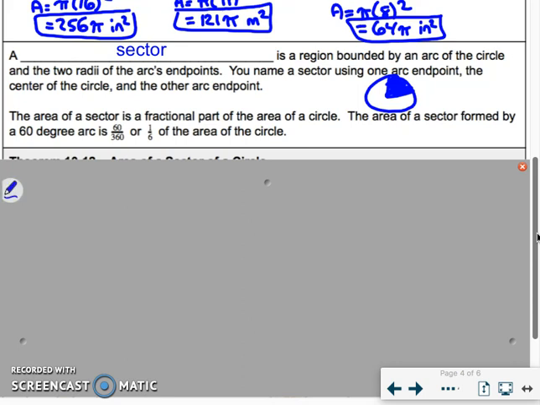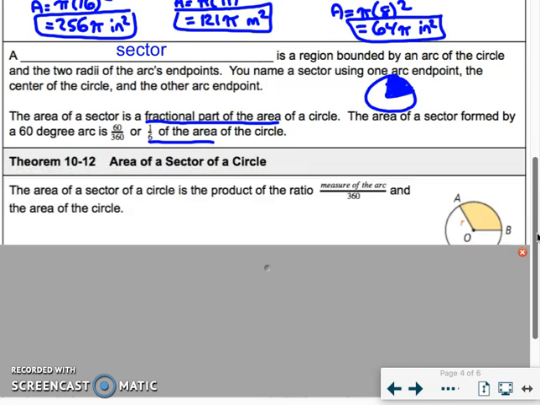So what it is, is a fractional part of the area of a circle. If you want to find the area of a sector, it's just a small piece. It's some ratio of the circle. So the area of a sector formed by a 60-degree arc is 60 over 360, or it's 1/6 the total area of the circle.